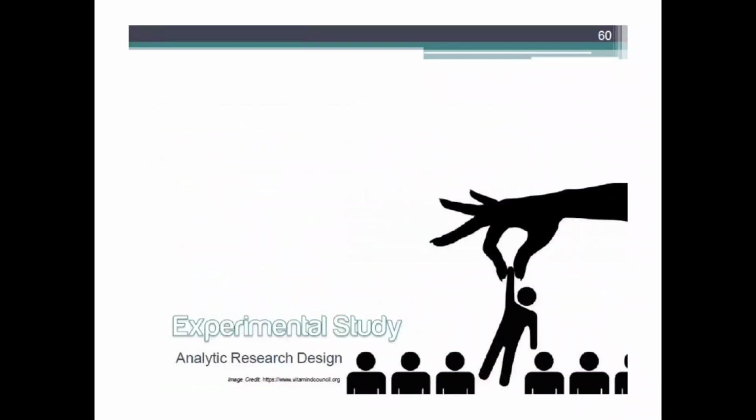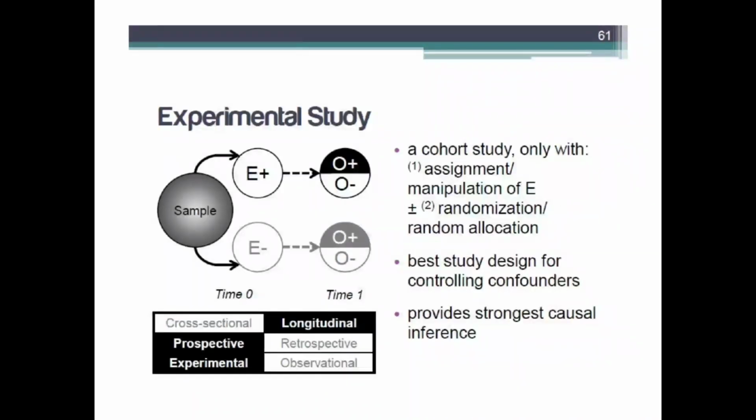Okay. So next and lastly is the experimental study. So experimental study is a cohort only with assignment manipulation of your exposure. Meron din tayong tinatawag na randomization, pero itong randomization di na nasyadong i-compute yan. Okay. So this experimental study is the best study design for controlling the confounders or yung tinatawag nating third variable. No? Kasi you can manipulate that particular variable as a researcher. So this study design provides the strongest causal inference.